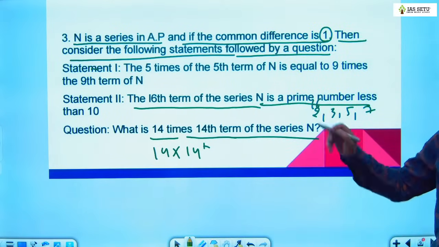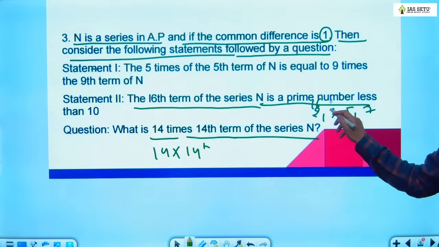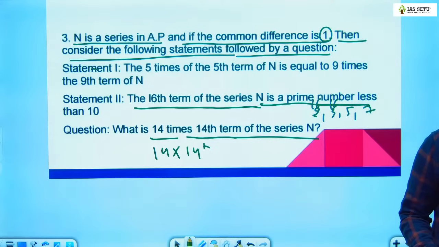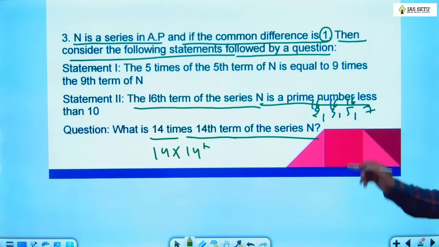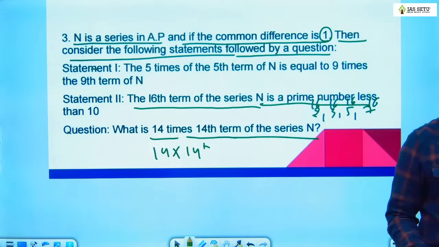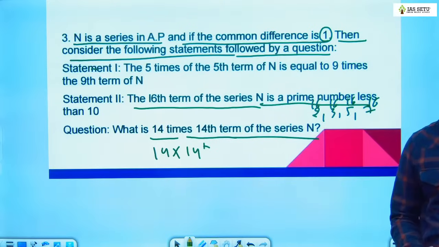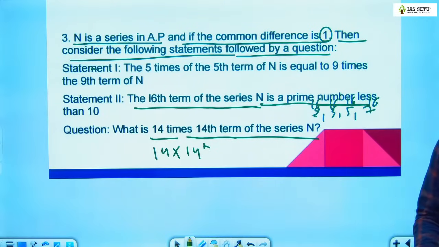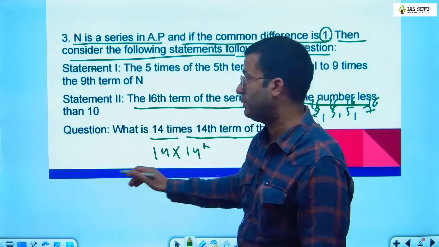If this is the 16th term, then your 14th term is different. So we have 4 different values for the 14th term. We have 4 different answers if we use the second statement. But there is a concept in AP here where we use statement number 1.